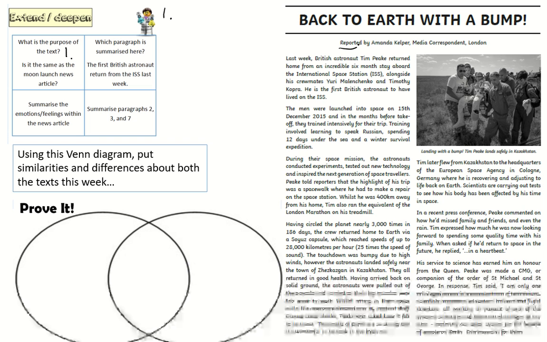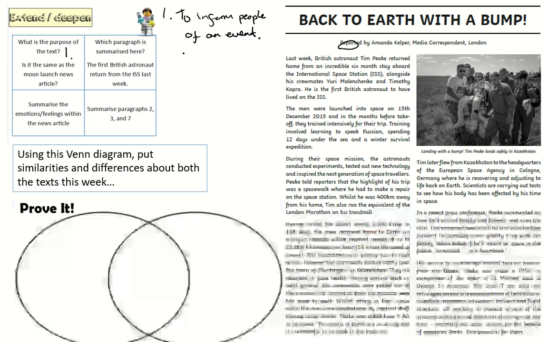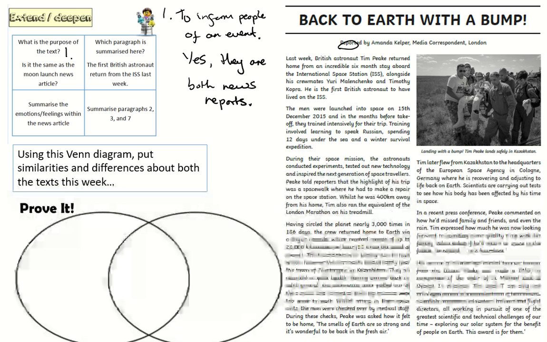Well, again, it's reported by somebody. It's clearly a newspaper article. So once again, the point of this text is to inform people of an event. That's what the news is about, telling people what's happened. Is it the same as the moon launch news article? Well, yes. It's telling us about an event. And if anything, the topic's even related. So comparing these two texts, yes, they are both news reports. Can't really argue with that. So that's number one. I'm going to get that answer out of the way. Ready? Poof.